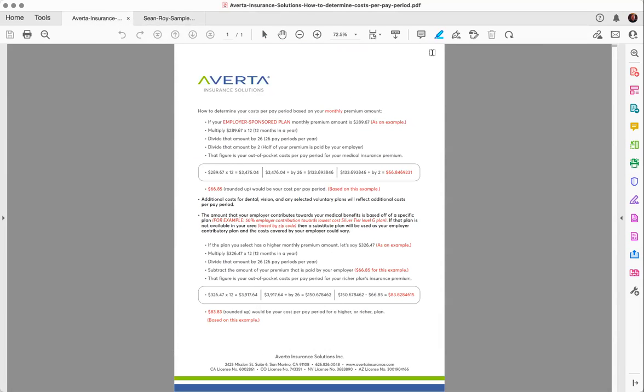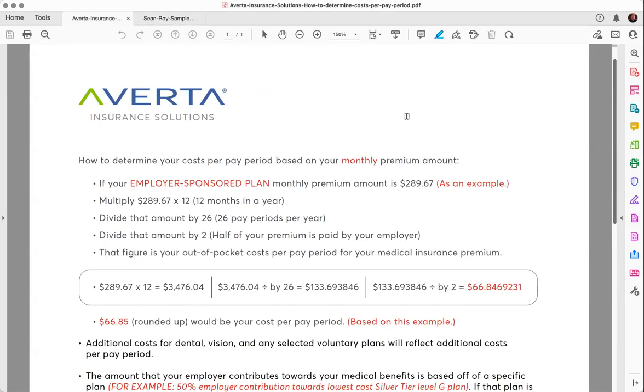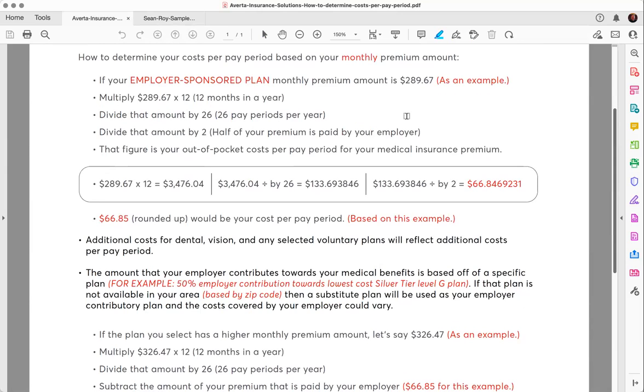So this document is going to show you how to get to that correct number. Now I made up an example here. The example shows a premium of $289.67. I'm not saying that's your premium, but this is just the example. For the employer sponsored plan, very important: there might be 50 or 10 or 5 plans available for you to choose from, but your employer usually picks one, and that's the plan they cover half of, 50%.